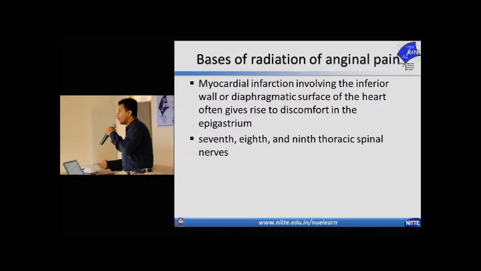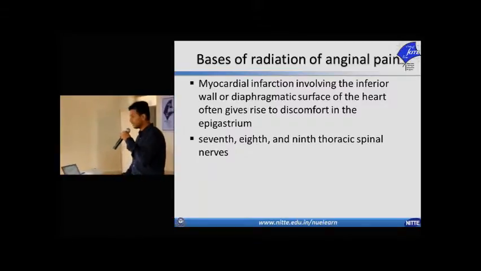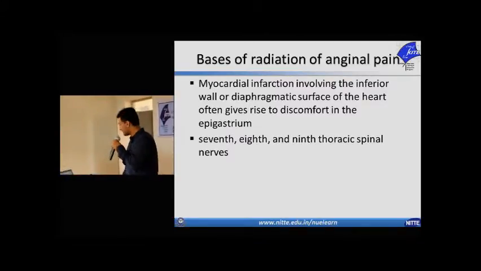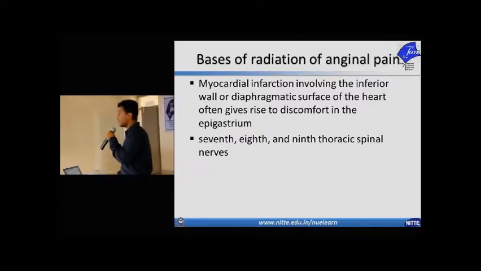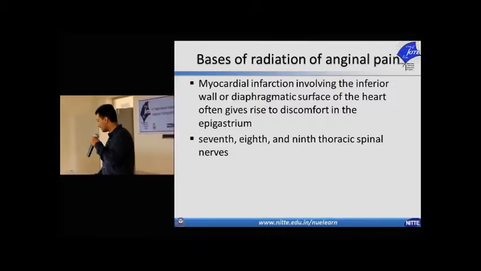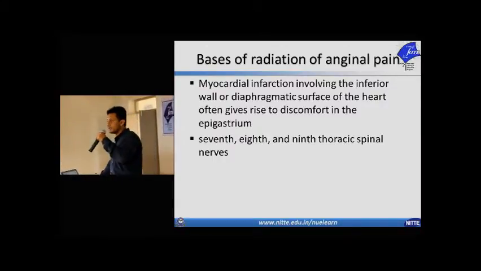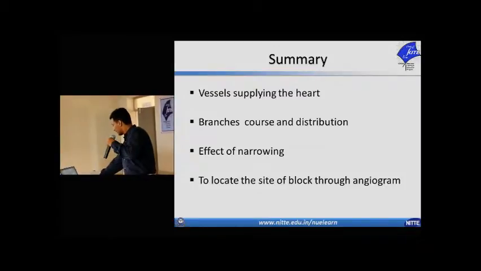If the myocardium is affected in the lower part, the pain is radiated to the epigastric region, which is again carried by the 7th, 8th and 9th thoracic nerves. So you will get pain in the epigastric region. So this is about referred pain.